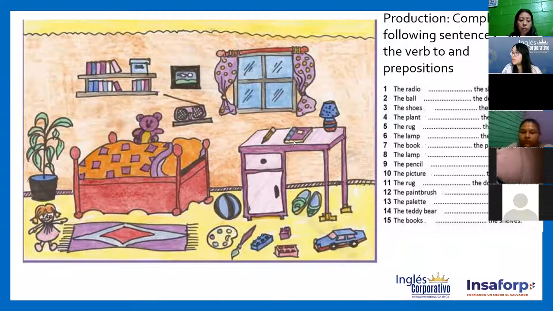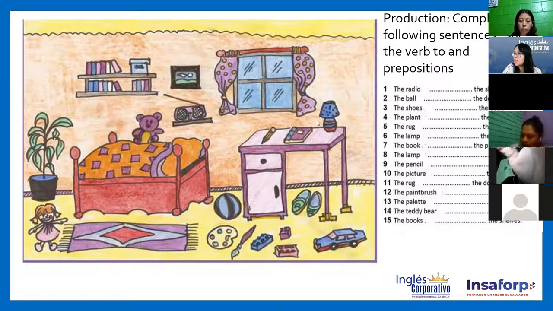Ok, veamos las oraciones. Let's see the sentences. Ok, vamos con la number three. La number three era para Mario Ramos. The shoes are under the desk. Very good, Mario. The shoes are under the desk. Ok, vamos con la number four. Veamos la number four. ¿Quién la hizo? Me. Yes, Katia. Okay, ahí está. Ya no puedo leer. The plant is in the pot, right? Dentro, right? Yes. Thank you, Katia. Veamos la number five.